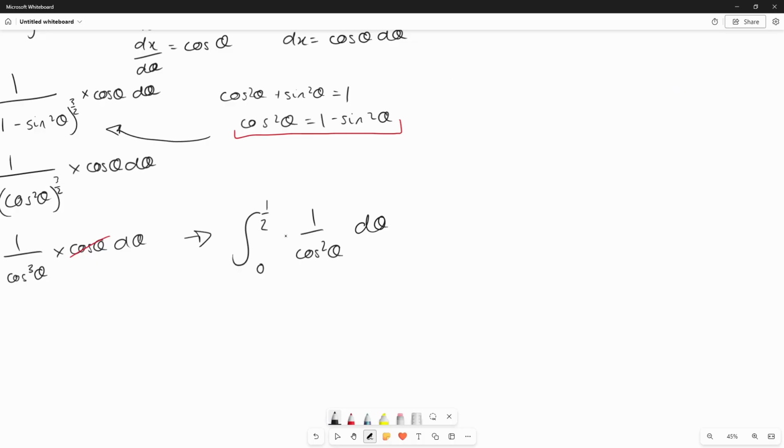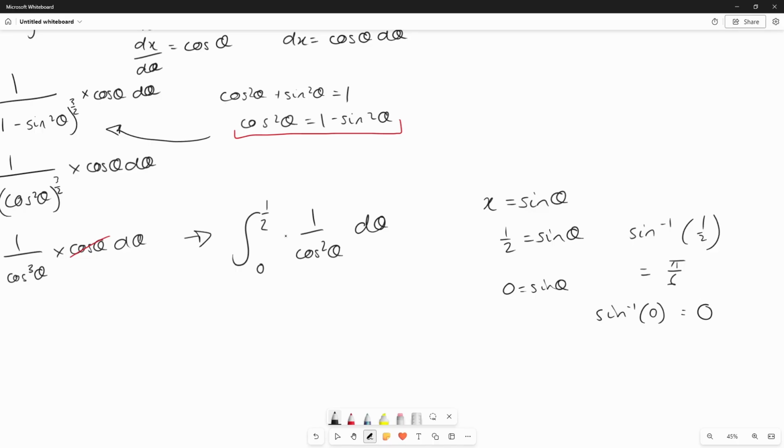So we have to remember that these limits are actually in terms of x, so we have to convert these limits so that they're in terms of theta, because we've substituted in terms of theta. So we remember that our substitution was x equals sine theta. We know that x equals a half, so sine theta is also equal to a half, so we'll do the inverse function and we'll get pi over 6, and 0 equals sine theta. We'll apply the inverse function on that and we'll get 0. So the limits will be pi over 6 and 0, 1 over cos squared theta d theta.